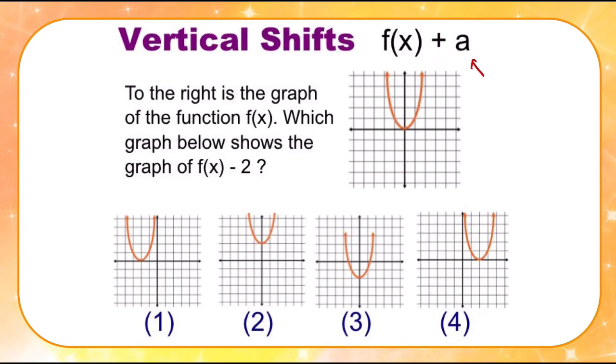Anyways, to the right, there's a graph of the function f of x. Which graph below shows the graph of f of x -2? Make sure you're looking at the vertexes, okay? Which of these choices represents f of x with a -2 at the end? -2 means that we went down 2 units, and that would leave us here, and choice 3 has the vertex 2 units down from the origin.